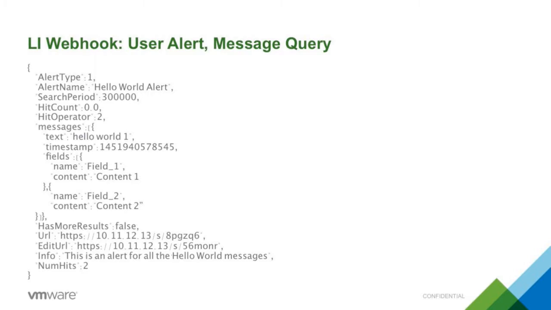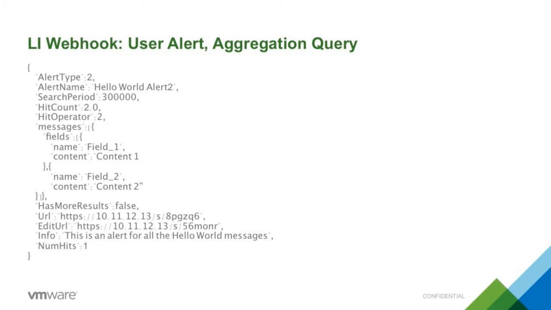In the case of user alerts, there are two different types. There are message queries and aggregation queries. Those formats are slightly different. You can see they have things like search period, URLs, and additional information like notes. This is a proprietary format for Insight. Most things that support webhooks have their own format that they send their payload in. Insight's no exception to this.